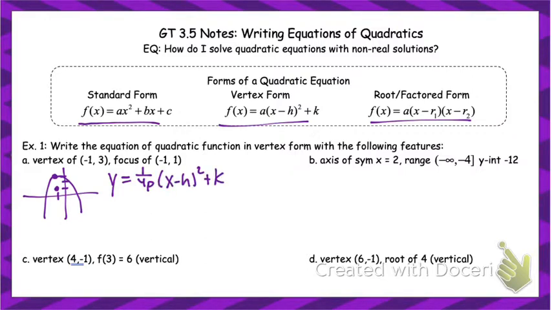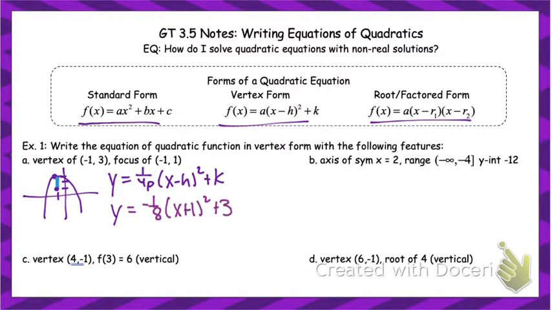We know that it's going to be a negative because it's opening down, and then the p-value, that distance between those two things, is 2. So this is going to be negative 1 over 8 (x plus 1) squared plus 3. All right, look at the second one.